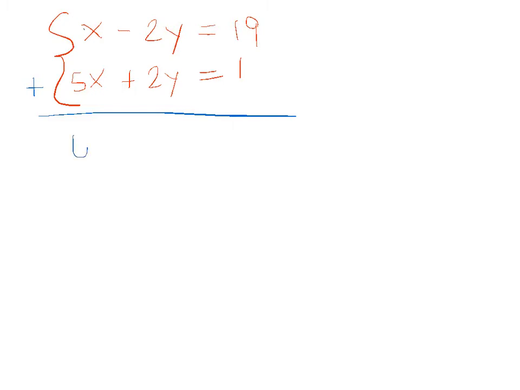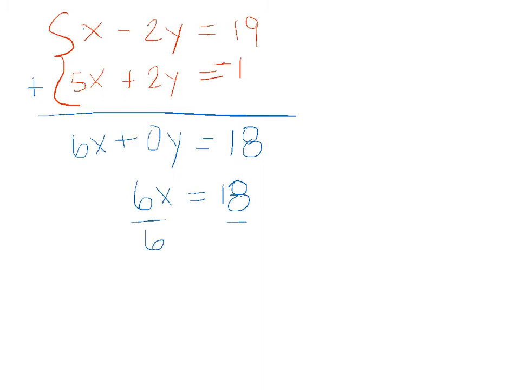1 plus 5 is 6x. -2 plus 2 is 0y. And 19, oh sorry, my bad guys, this should be -1. Just a heads up. And 19 minus 1 is 18. So I'm left with 6x equals 18. Divide by 6. x equals 3. Now to get y, all you're going to do is plug into one of your original equations.